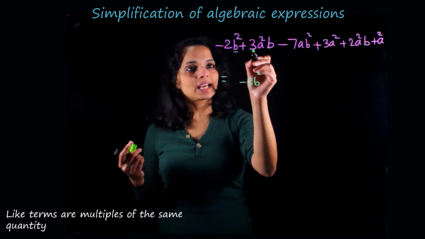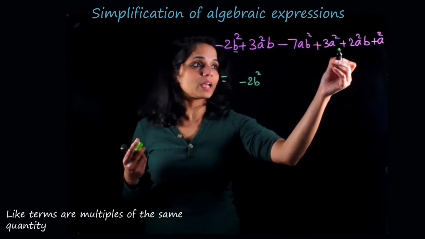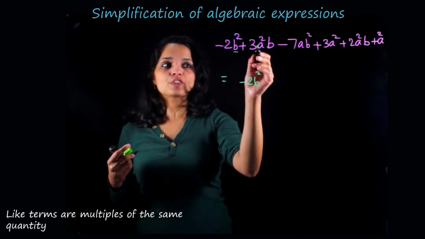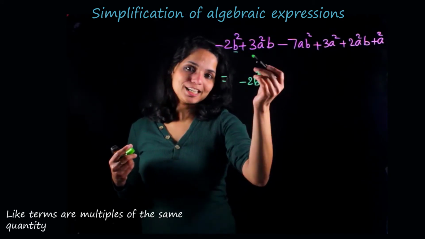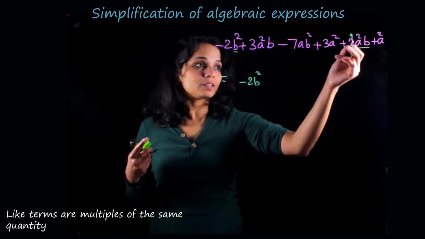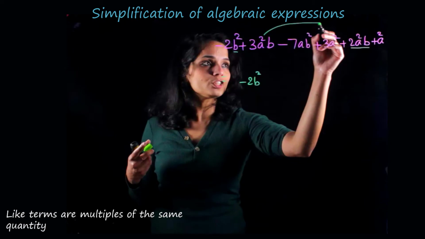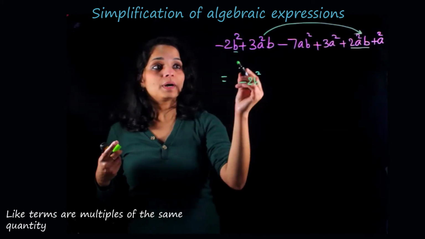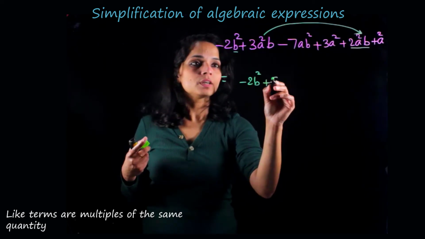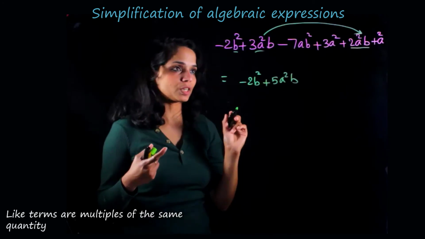The next term is 3a squared b, which is a multiple of a squared b. Is there any other term which is a multiple of a squared b? There's another one, so we can combine these two terms by adding the coefficients. 3 plus 2 is 5, so it's 5a squared b. So this term is taken care of and that term is taken care of.